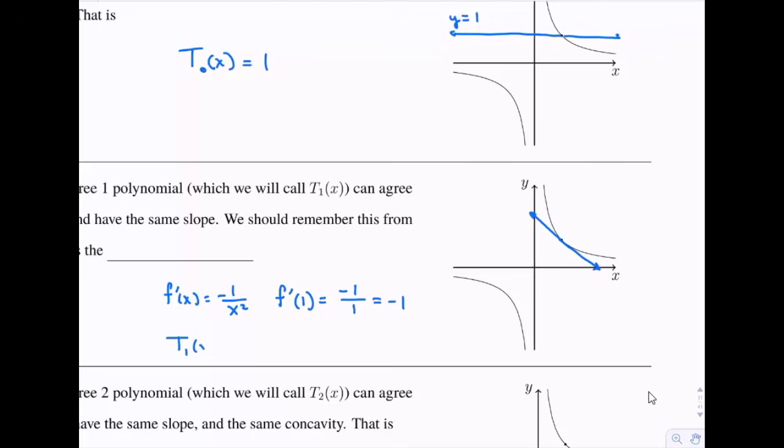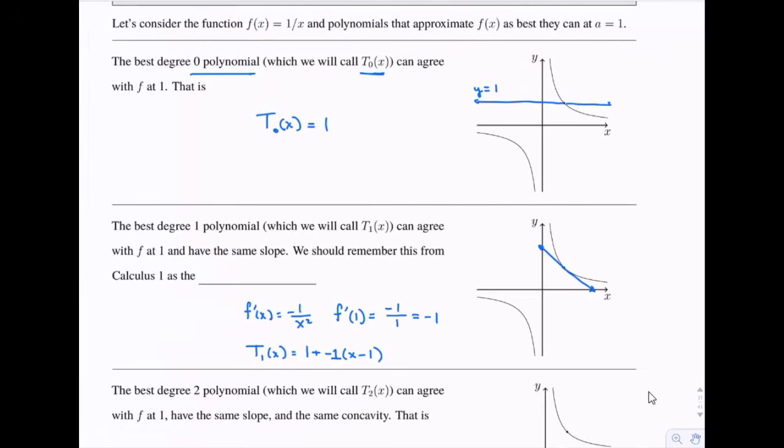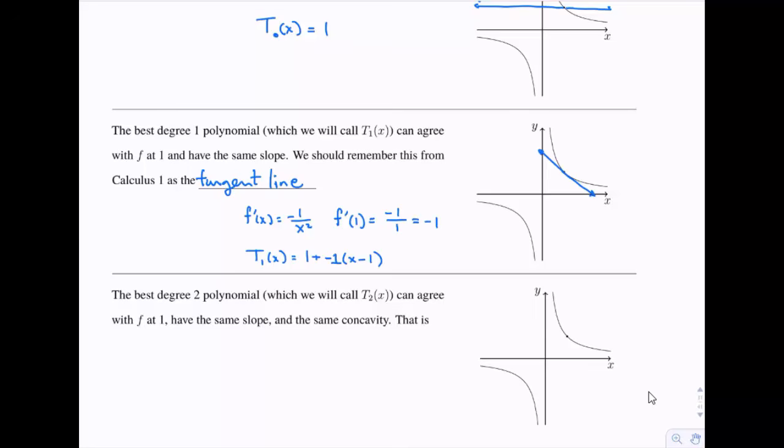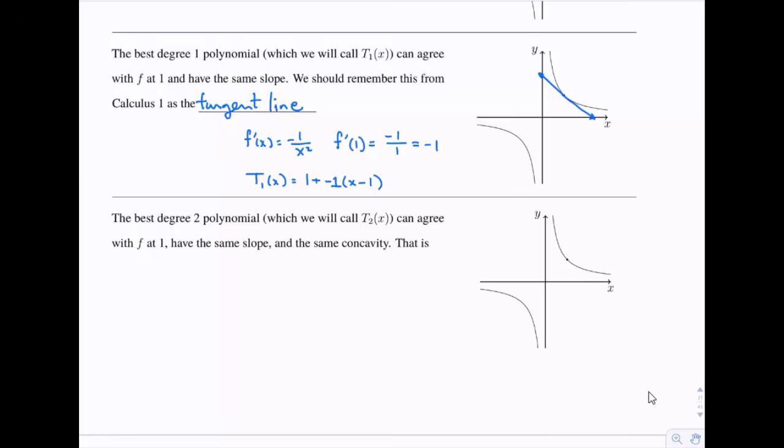Okay, so a polynomial that has slope negative 1 and intercept, well, we don't really have the intercept. All we know is that it hits this point (1, 1). So we can use point slope form and we get the equation 1 plus negative 1 times x minus 1. Now, we should remember this, right? So the line of best fit in some sense in Calc 1 was called the tangent line. So this was a linear function that well approximates the function around this value, in our case 1.